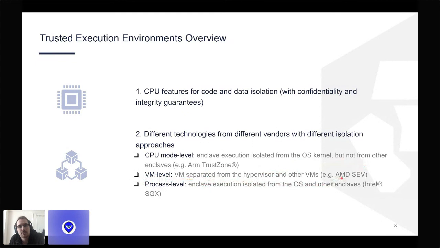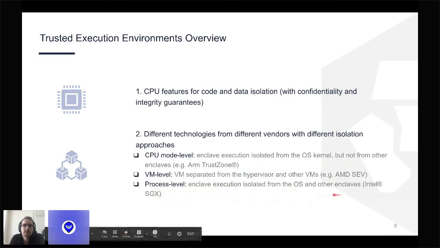That's, for example, what the AMD technology does, and also AWS Nitro Enclaves, where you have different VMs with encrypted memory, separated from the hypervisor as well as the other virtual machines. And lastly, it's more fine-grained: on the process level, where the enclave execution is isolated from the operating system as well as other enclaves. That's typical for, say, Intel SGX.